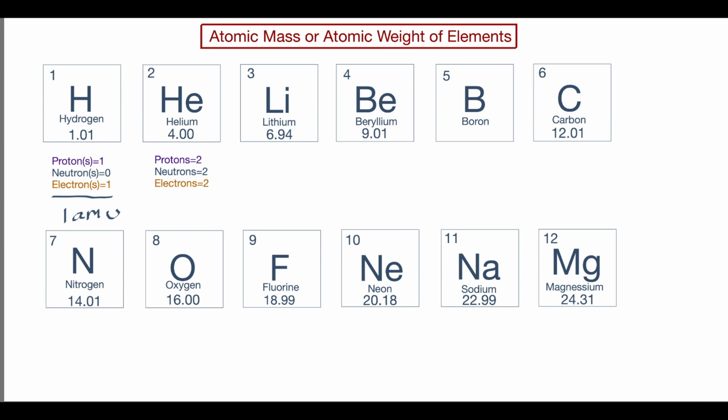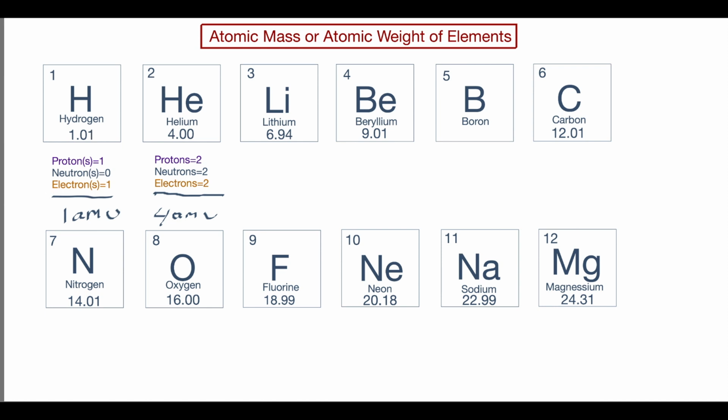Let's go to the next one. So we have 2 protons, 2 neutrons, and 2 electrons for helium. We should have 4 AMU as the atomic mass unit because we added the protons plus the neutrons. And as we can see, we do have it. Remember, the first one is the atomic number, the second one is the atomic symbol, the third one is the atomic name or the element name, and the bottom number is the atomic mass or atomic weight of that element shown by the periodic table.